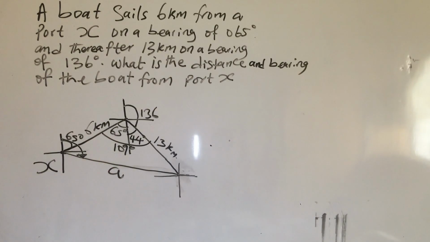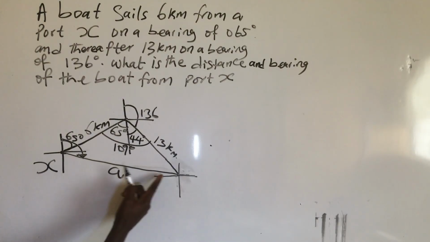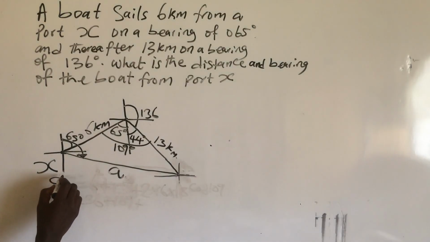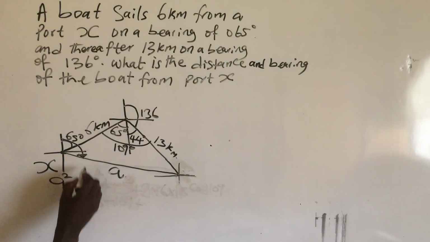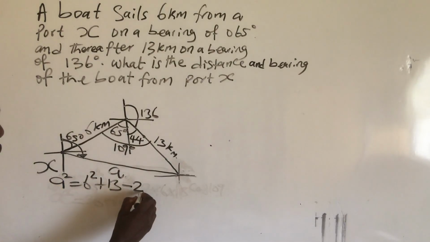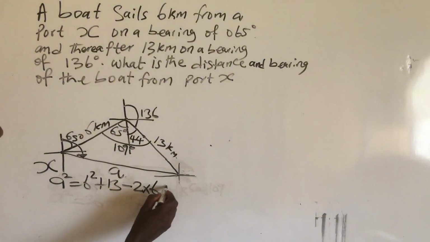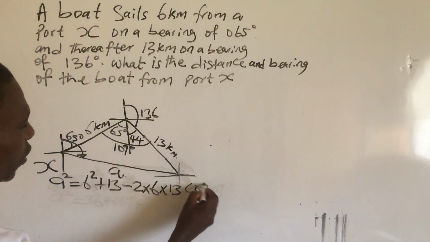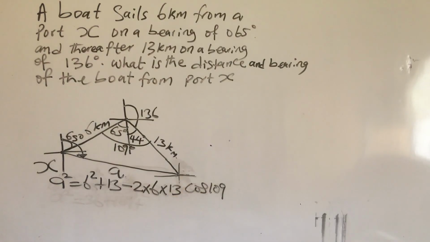Let us use the cosine rule, which I have treated already on this page or channel. Watch those videos, you know. So using the cosine rule to solve for the distance here, a square equals 6 square plus 13 square minus 2 times the 2 sides, which is 6 times 13 cos 109. Now let us move ahead.